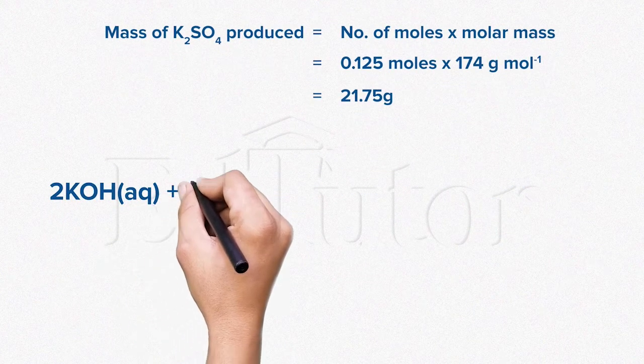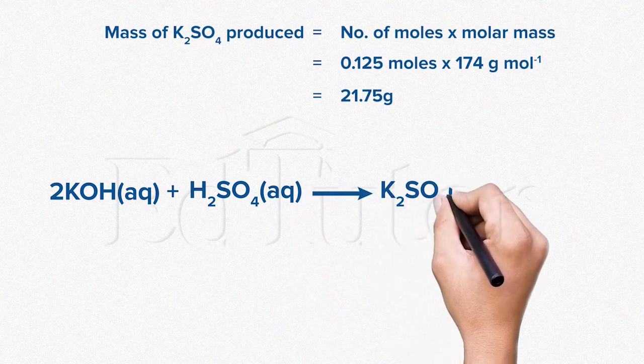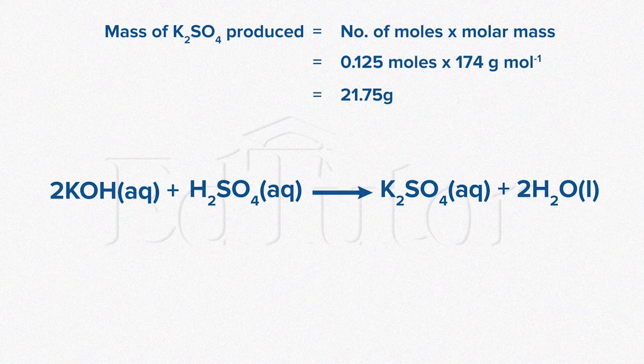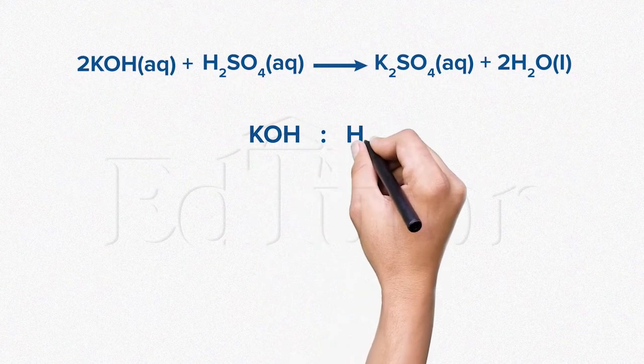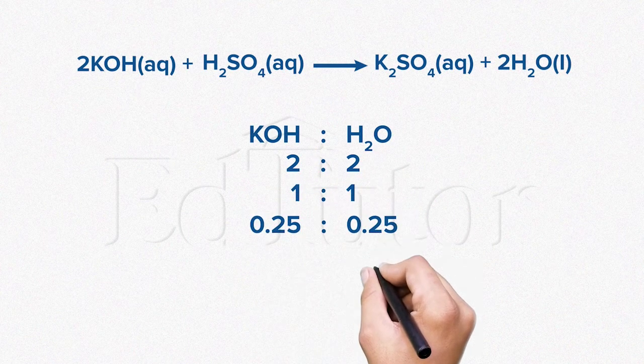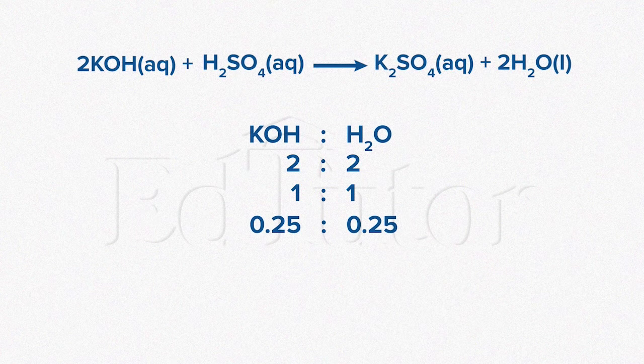The second part of the question requires us to find out the number of molecules of water using the same balanced equation and ratios. We know that 2 moles of potassium hydroxide give us 2 moles of water. So 1 mole of potassium hydroxide will give us 1 mole of water, and 0.25 moles of potassium hydroxide will give us 0.25 moles of water. So the number of moles of water produced is 0.25 from 0.25 moles of potassium hydroxide.